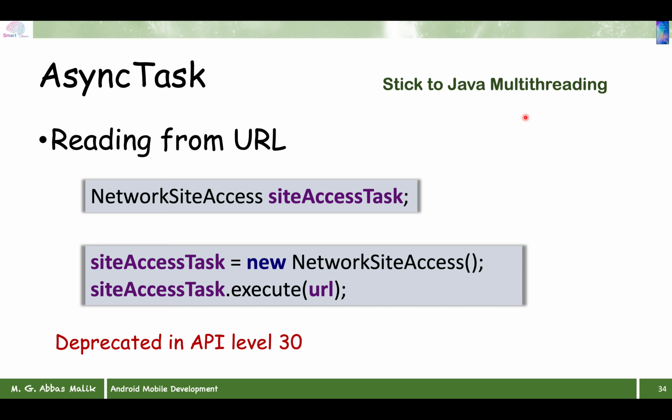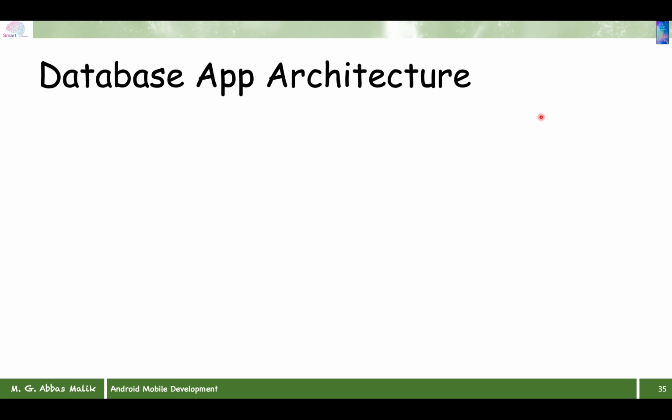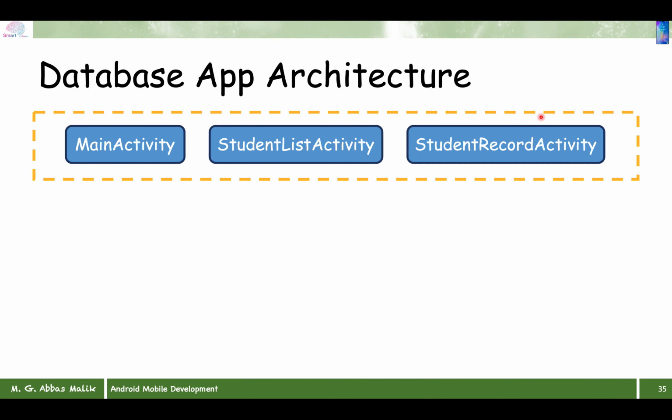But yes, this is how we can do the multi-threading. And hopefully in the next class I will try to build up the things about Java multi-threading, how we can do that, how we can process it, how we can use it in our mobile application. Okay, so this is how we can do the database, whether we are using SQLite or the Room database architecture.